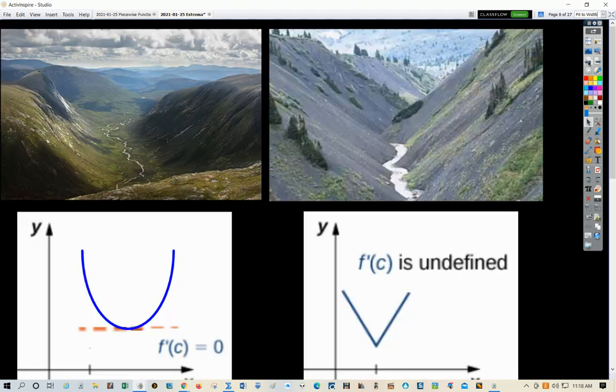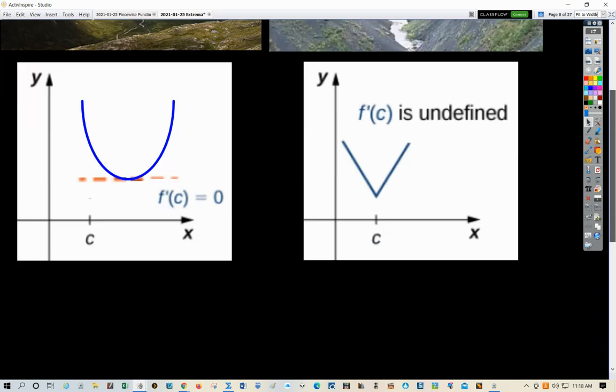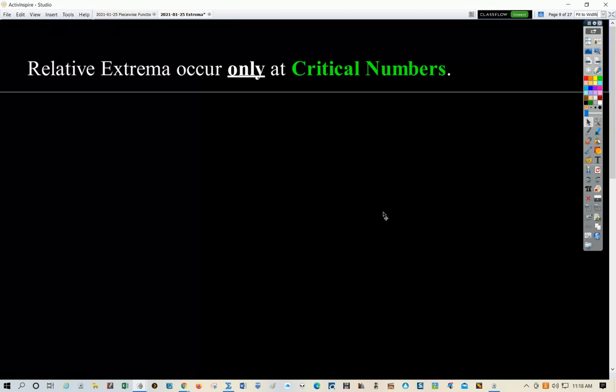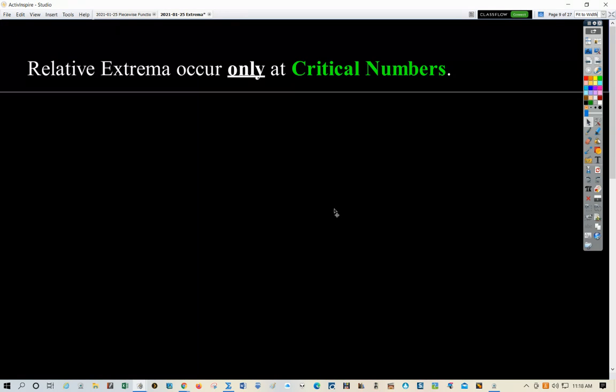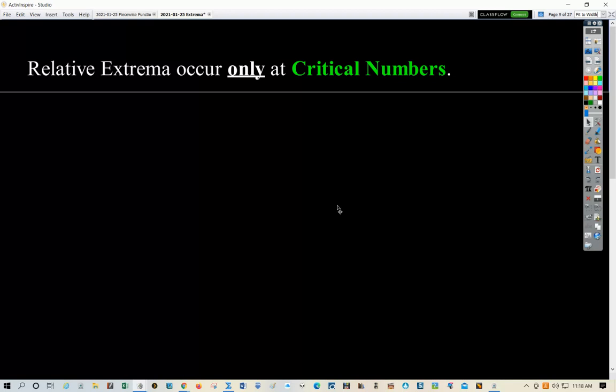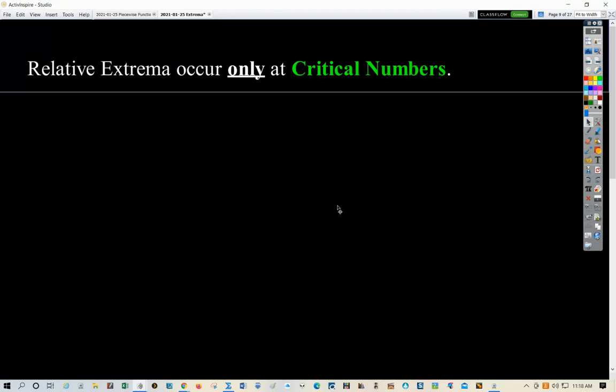Well, if we look back at these previous slides, it's not an accident that they always occurred at places where the derivative equaled 0, where we had a horizontal tangent, or the derivative was undefined, where we have a sharp corner and an undefined derivative, right? So if we want to go looking for our relative extrema, one of our important jobs in calculus is we want to be able to locate all of the relative extrema.